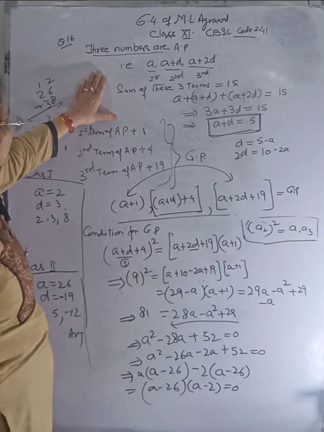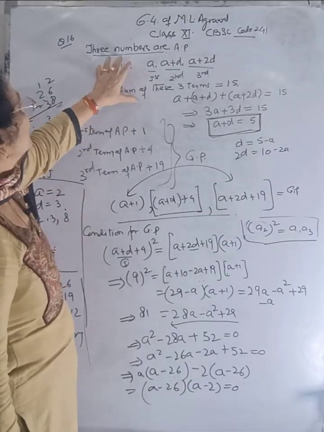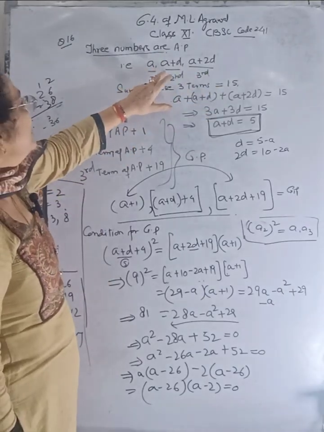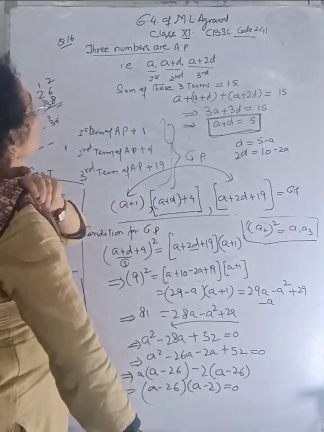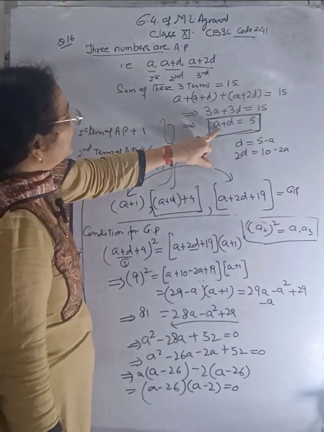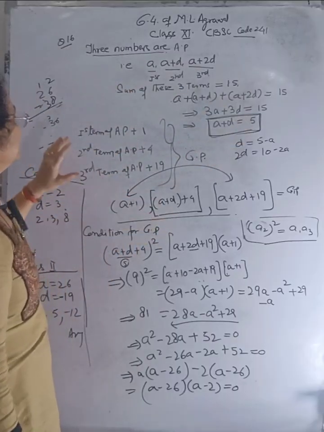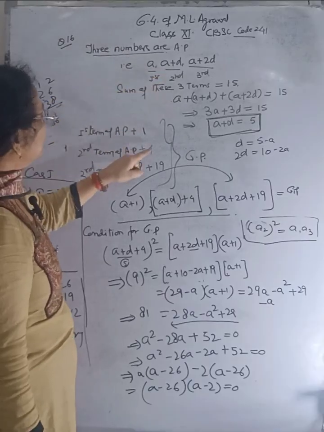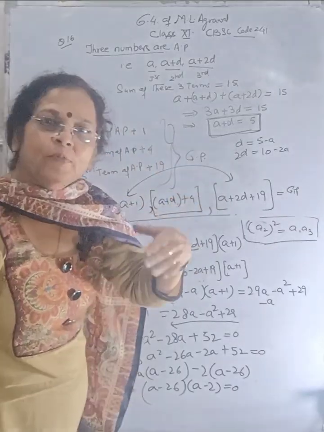Now, let us start again. We are given that these three numbers are in AP: a, a plus d, a plus 2d. The sum of these terms was 15. From here, we received the value of a plus d is equal to 5. The second condition is, if we add 1 to the first term, 4 to the second term, and 19 to the third term, we get a new series that is in the form of GP.